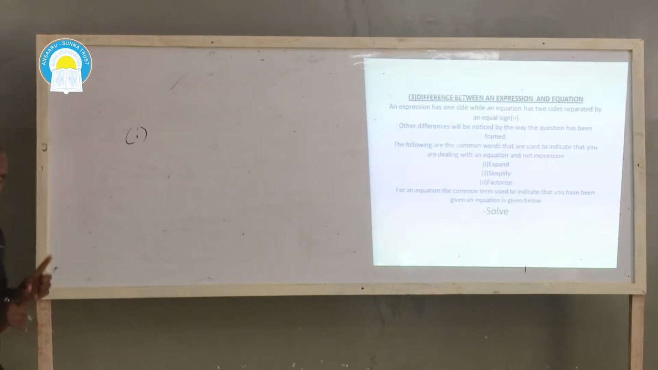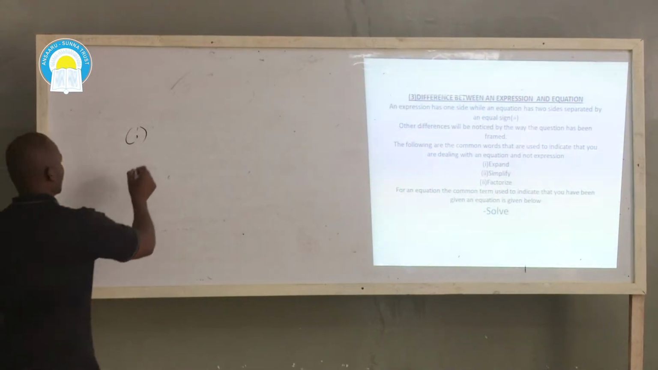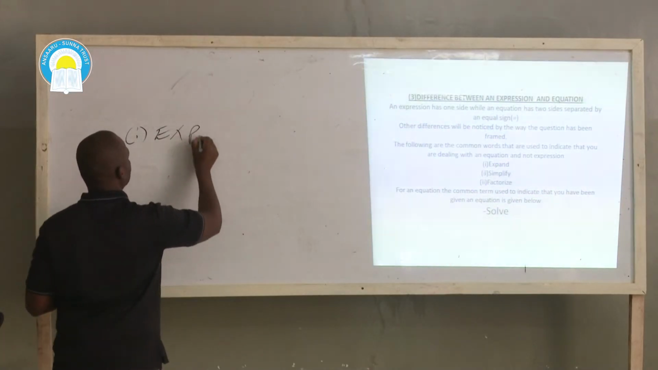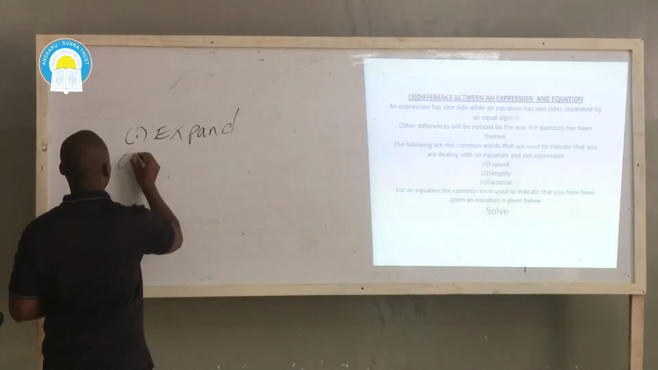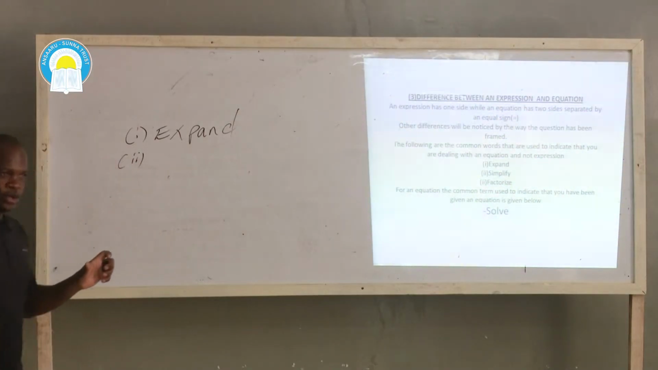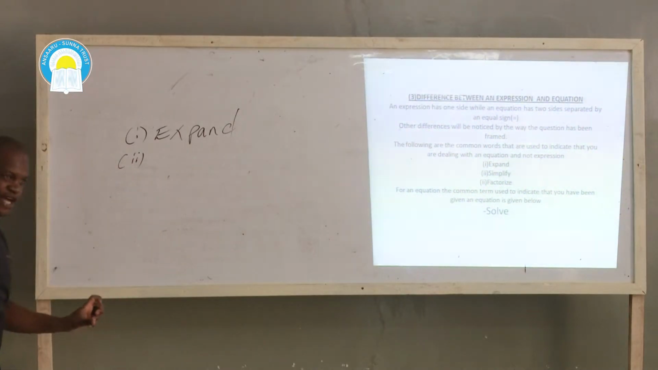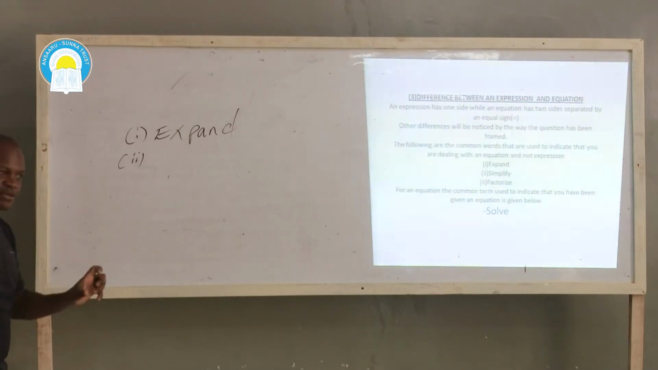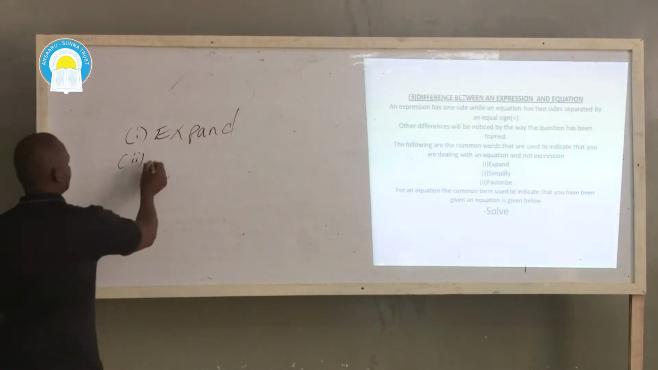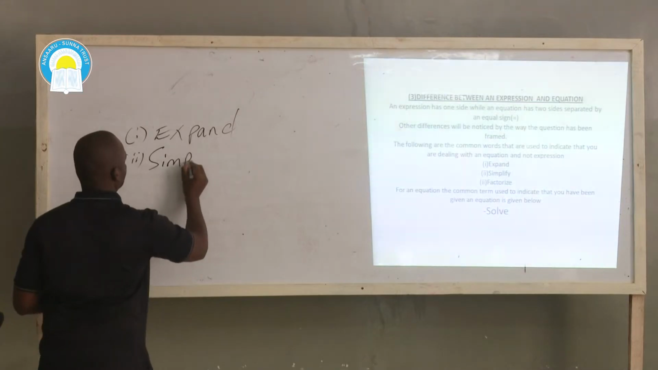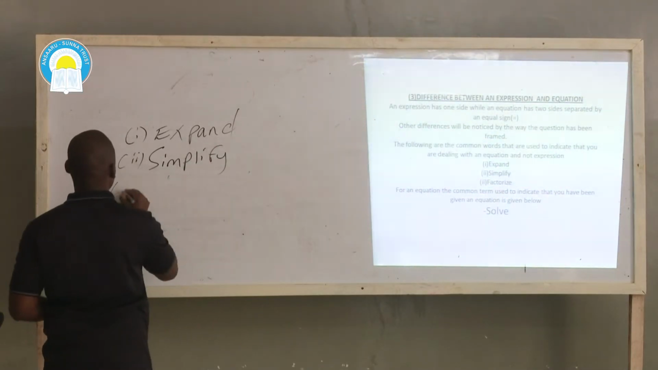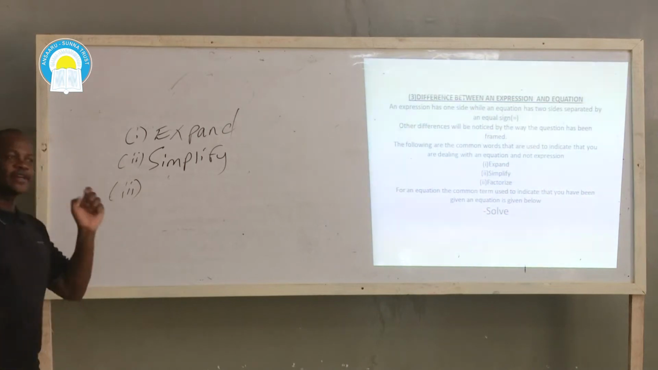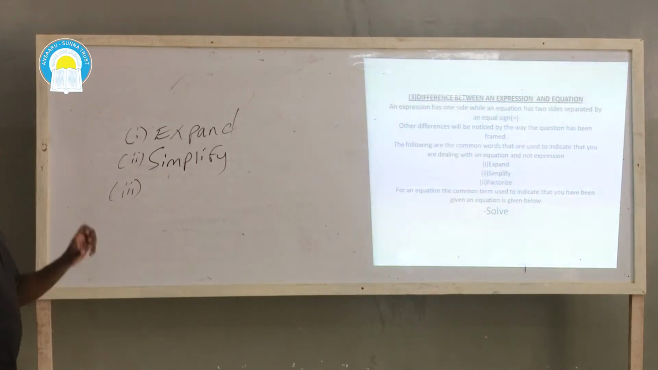Number one, what is the word? Expand. Number two, what do we have? Simplify. The moment you see simplify in a question, automatically just remember you are dealing with an expression. Number three, keyword to show that we are dealing with an expression is factorize.